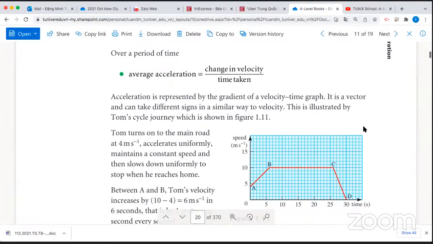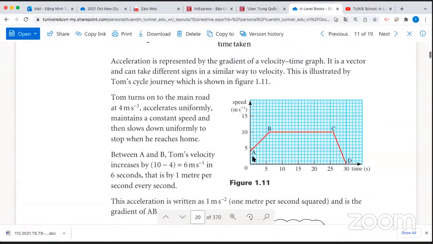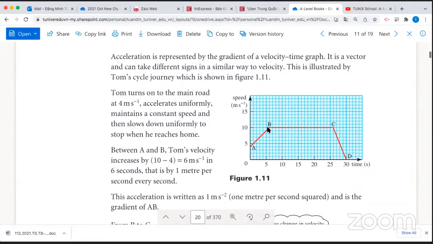Now here we can see the graph. You understand well from A to B: that means the velocity is increasing, right? And you can find the slope of AB, which in this period is 6 divided by 5, and that is the acceleration. And then BC: BC is just 0.